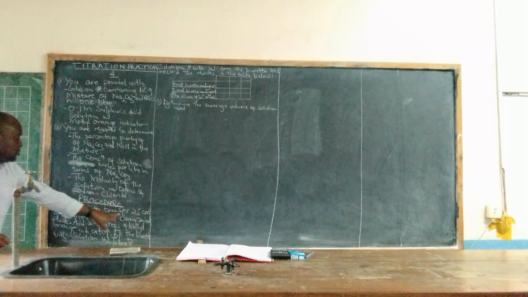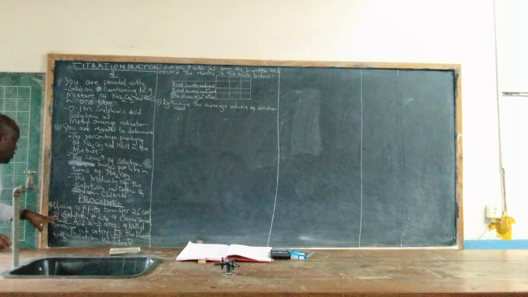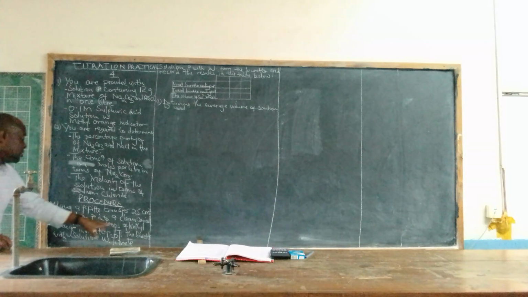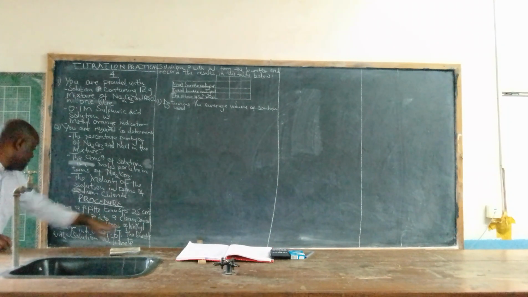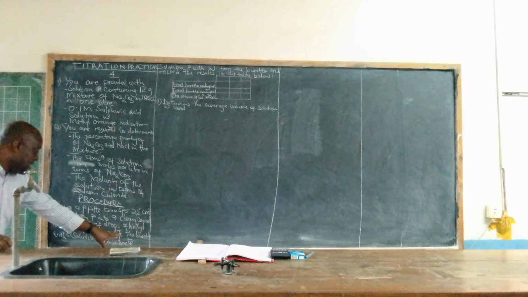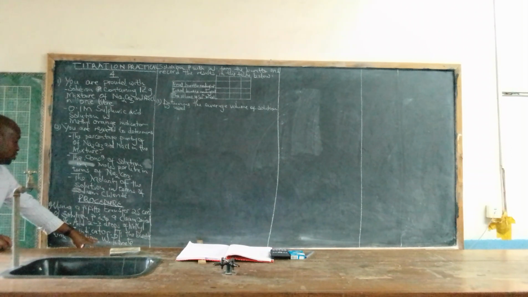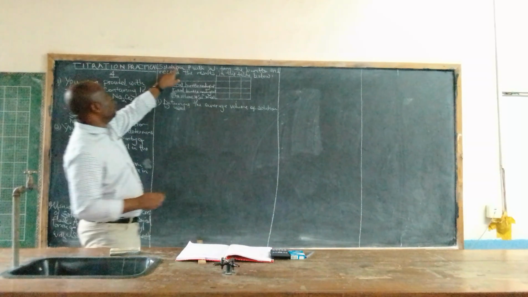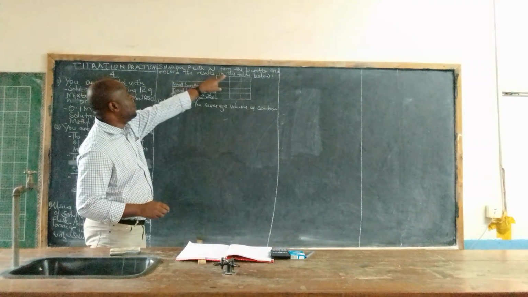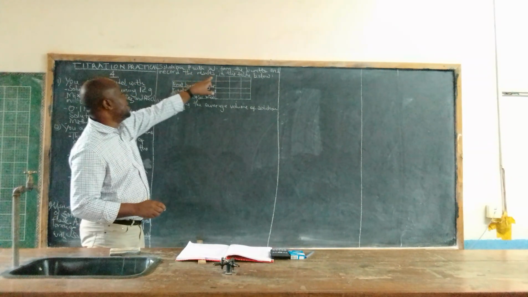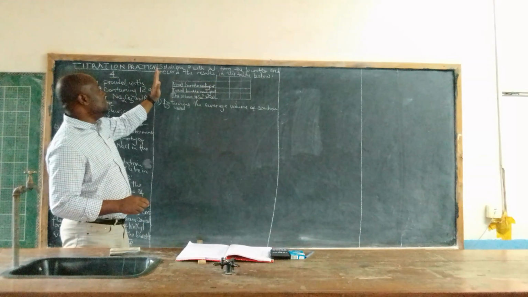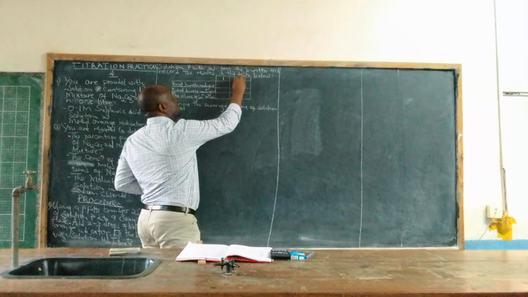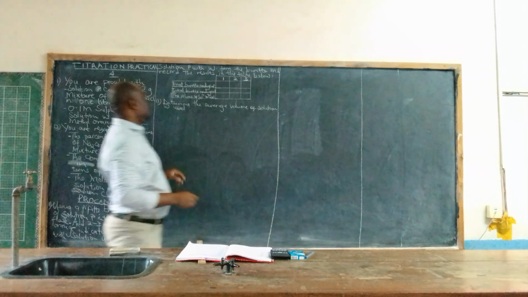Using a pipette, transfer 25 cubic centimeters of solution P into a clean conical flask. Add 2 to 3 drops of methyl orange indicator. Then fill the burette with the solution W. Titrate the solution P with W from the burette and record the results in the table below. So now this is our table. We are going to tabulate our results here.